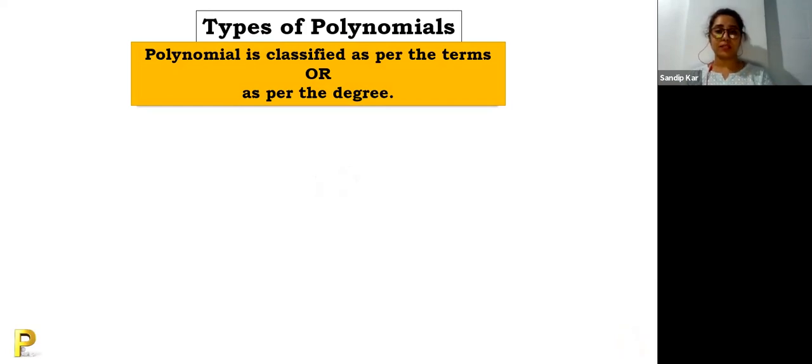Why do we have to classify the polynomials? Whenever you arrange your clothes in the cupboard, you may do it according to the color of your clothes or according to the style, so that you can easily get those clothes whenever you need them. Same for polynomials. Polynomials are classified as per the terms or as per the degree. Terms means each value present in a polynomial, and degree is the highest power. So let's look at the terms first.